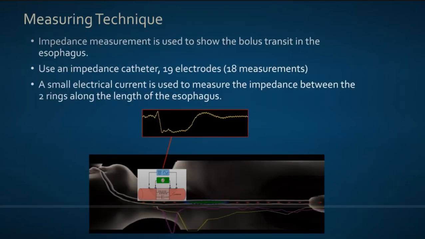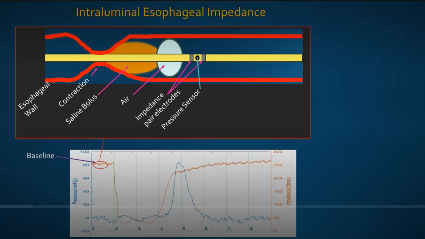And within the esophagus, impedance measurement has been used to show the transit of the bolus within the length of the esophagus. Now they use the impedance catheter with 90 electrodes, giving us 18 measurements. It's spaced about 2 centimeters apart across the length of the esophagus. And a small electrical current is used to measure the impedance between each pair of rings along the length of the esophagus. If you want to see a schematic of the bolus, suppose the red curves are the lining of the esophagus, you have the bolus in brown, you have the air, you have the catheter, you have the two rectangular impedance electrodes and the pressure sensor, the circular one in the middle.